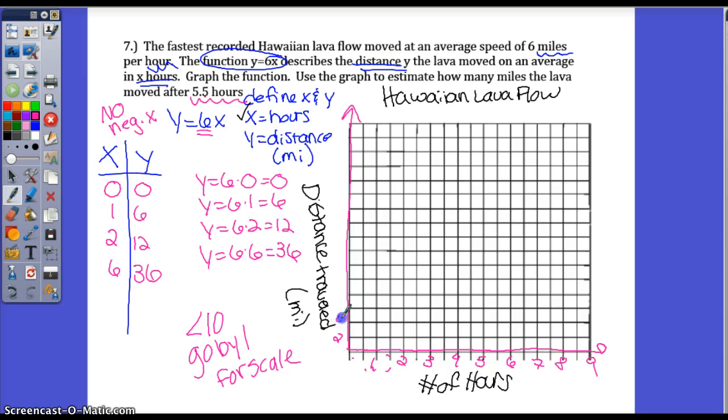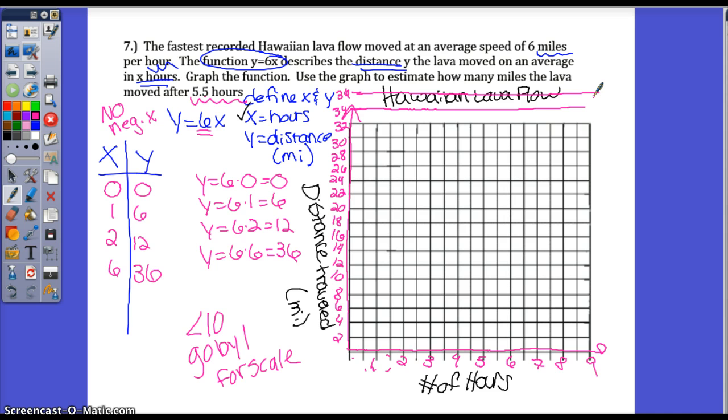So we have 2, 4, 6, 8, 10, 12, 14, 16, 18, 20, 22, 24, 26, 28, 30, 32. Oh no, I wasn't quite there. Let's just add it up here. 34, 36, make our lines there. So it's going up. I might even just add it. So they're across there. Now let's just go ahead and plot.